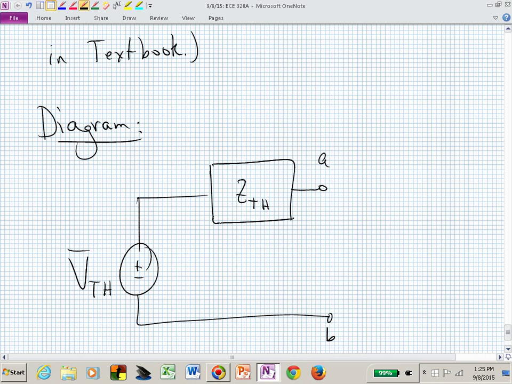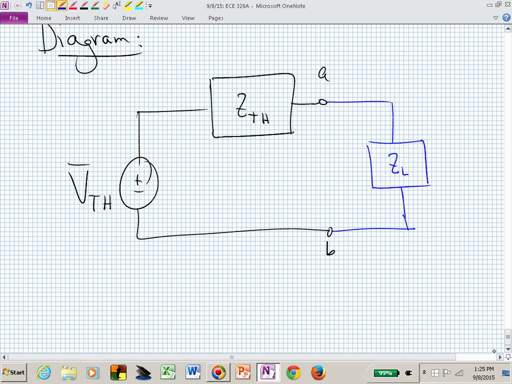the load. Now what you're saying is, in order to transfer the maximum amount of power, you want that load, Z sub L, to be related to Z Thevenin in this special way. You want Z sub L to be the complex conjugate of Z Thevenin, for maximum power transfer.